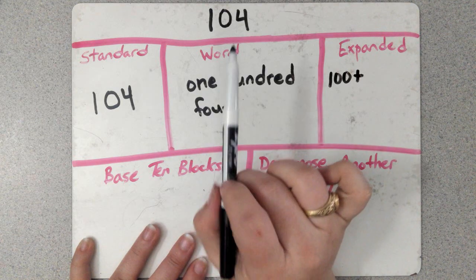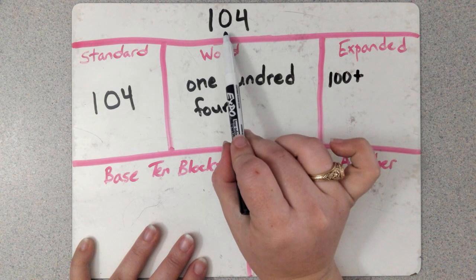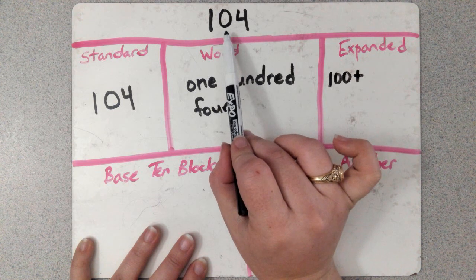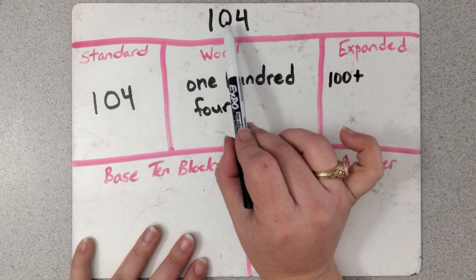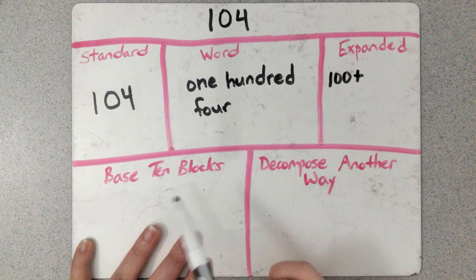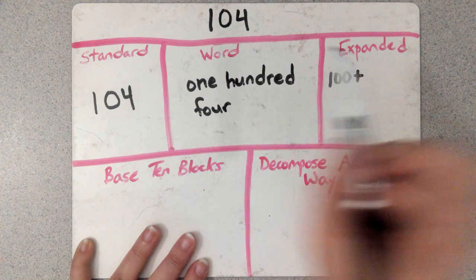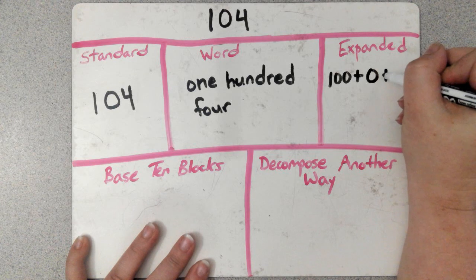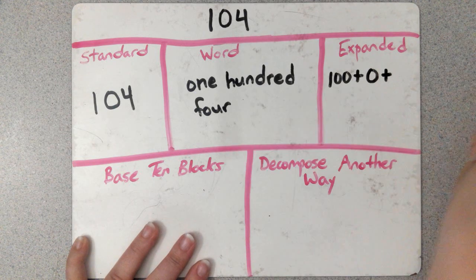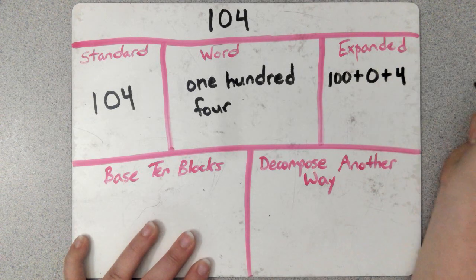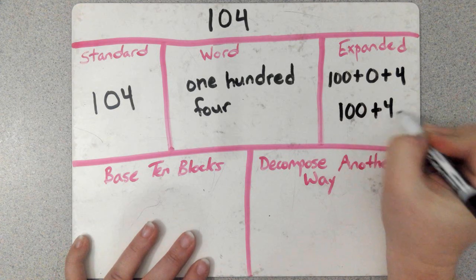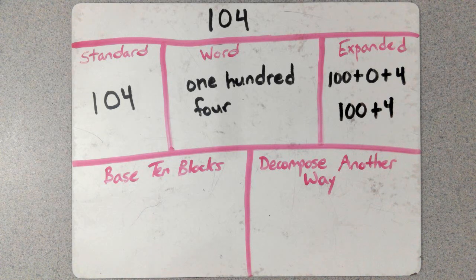Now, there's 2 ways of doing this. I can either continue and put the value of the tens place, or because it's 0, just move on. So it could look 2 ways. This could be 100 plus 0, and then the value of the ones plus 4. Or it could just be 100 plus 4. Either answer is correct, and I will accept either one here.